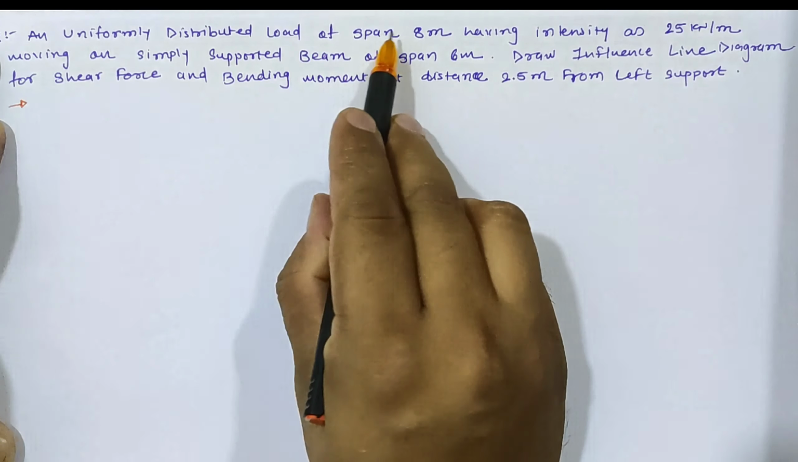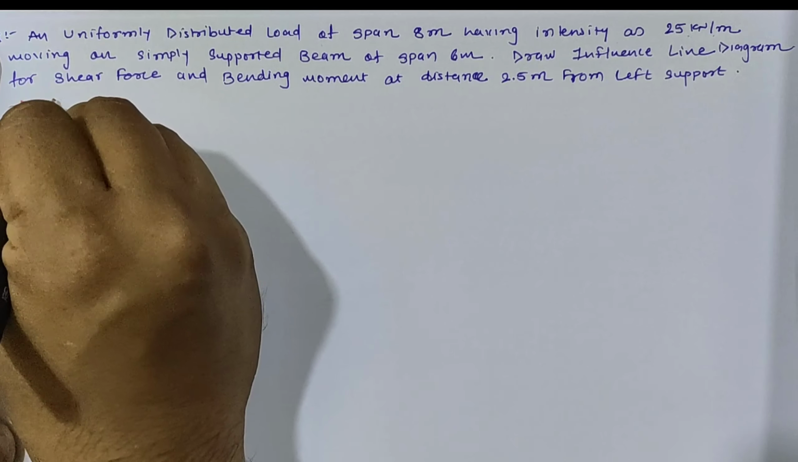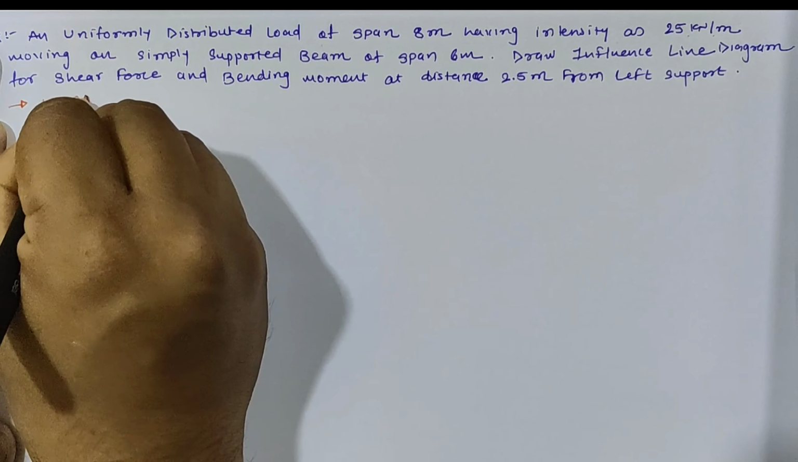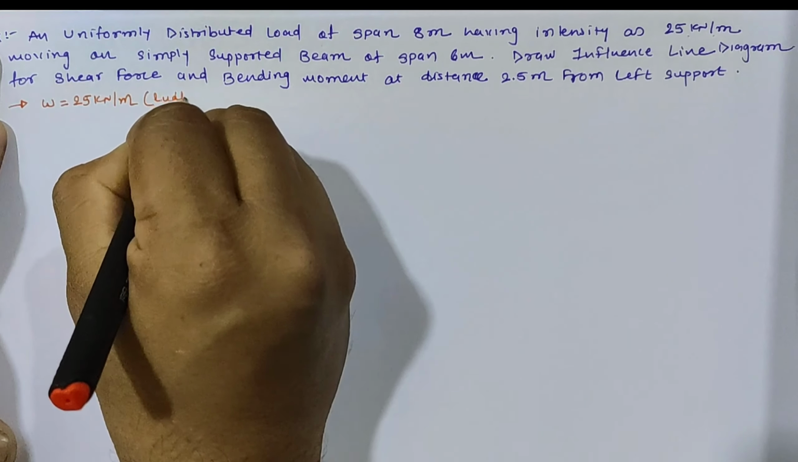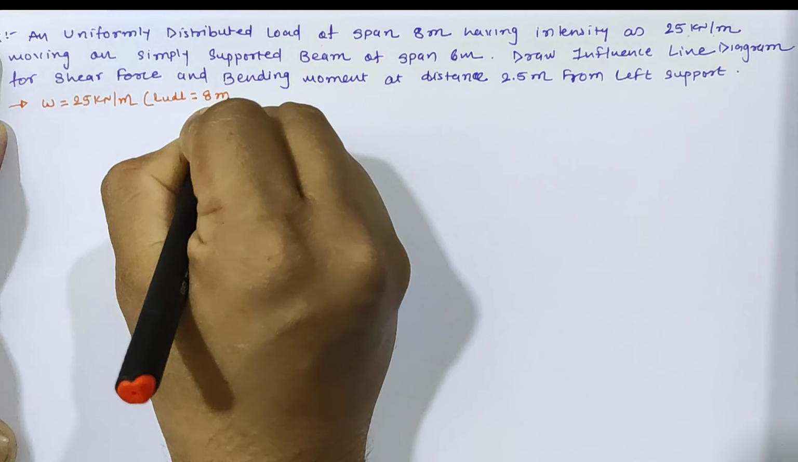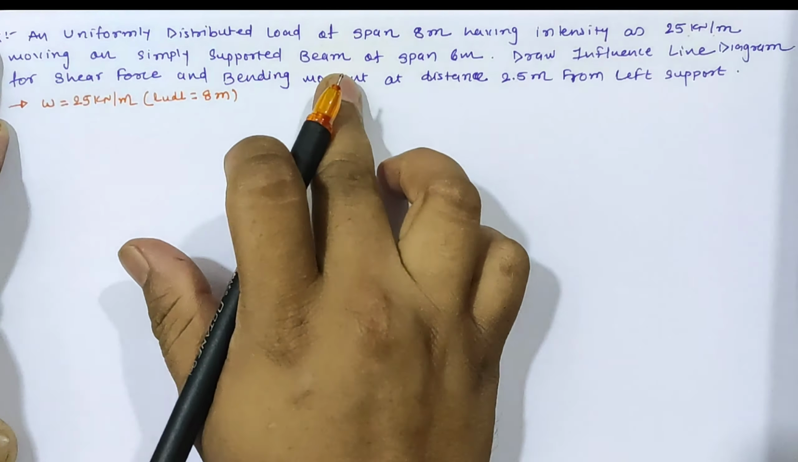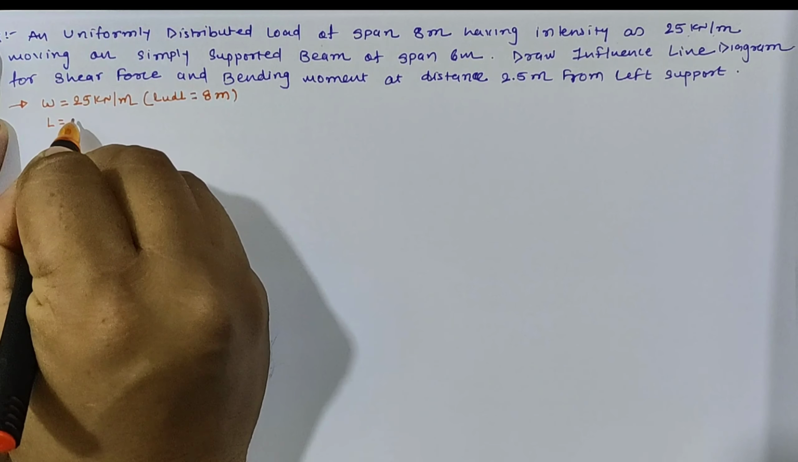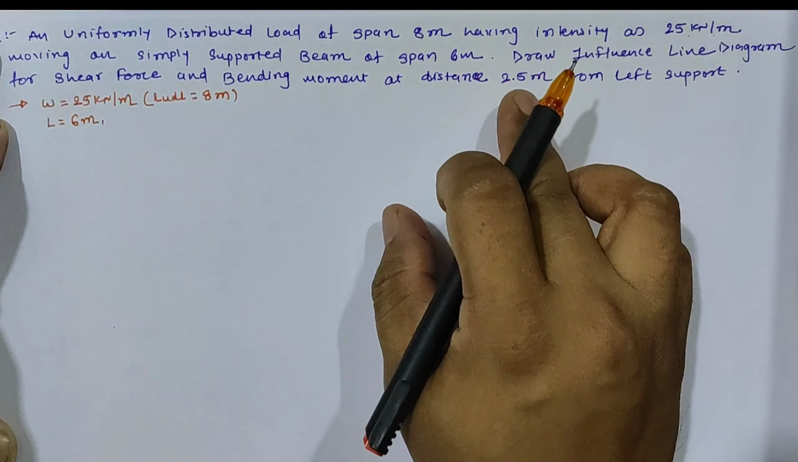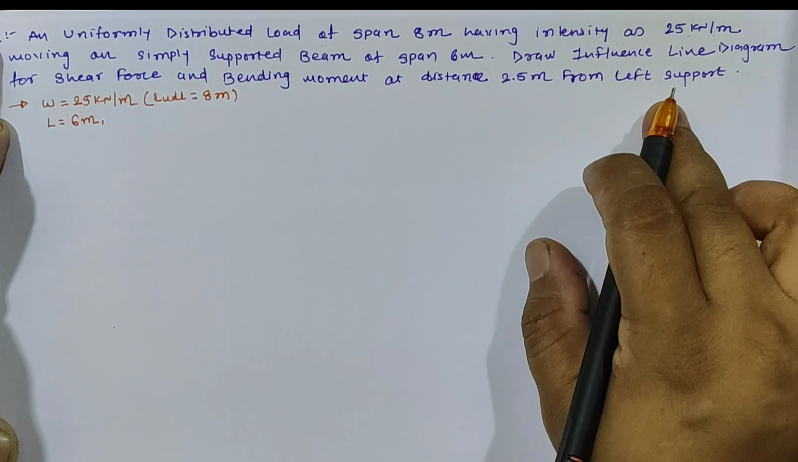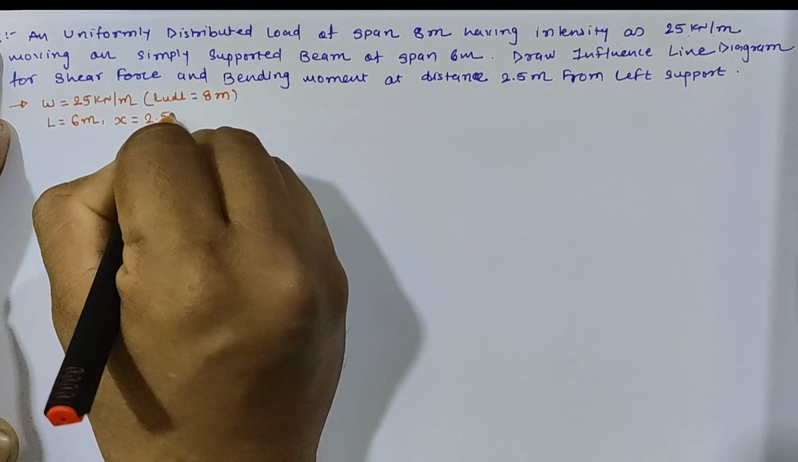We have given a UDL of 8 meter span having the intensity 25 kilonewton per meter. It means that we have given W as 25 kilonewton per meter and the length of UDL is equal to 8 meter. Now the second thing, we have given a simply supported beam of span 6 meter. It means that capital L is 6 meter and the section given for the calculation is 2.5 meter from the left hand support. It means that our value of X is 2.5 meter.